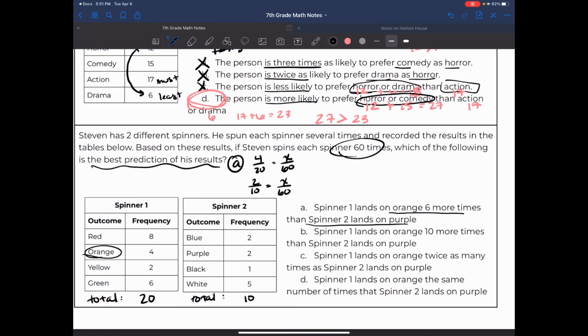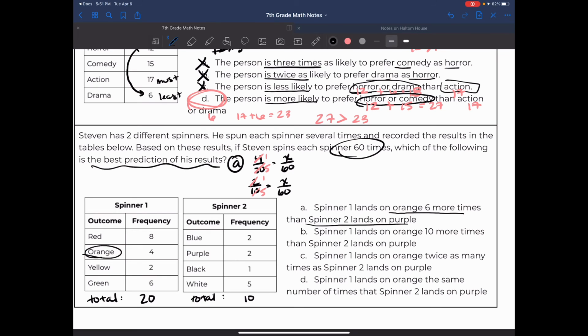It was 4 out of 20, which is 1 out of 5, right? Because we always like to reduce when we can. So this is 1, this becomes 5. And then spinner 2, the purple experimental probability was spun twice out of 10 times, which again reduces down to 1 out of 5. Oh, that's nifty. Huh. I feel like that kind of already tells me my answer, that it can't be 6 more times because they're both spun 1 out of 5. So if I do my math, X is going to be the same regardless, right?